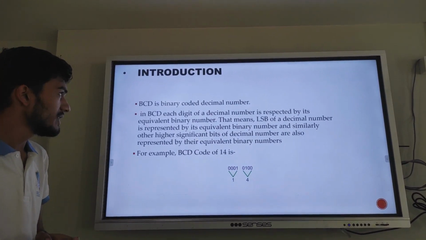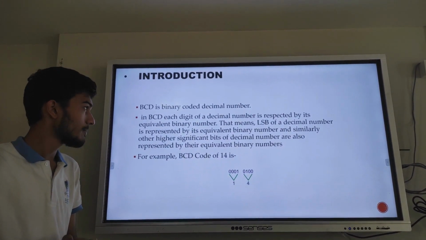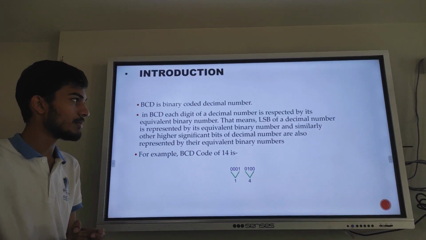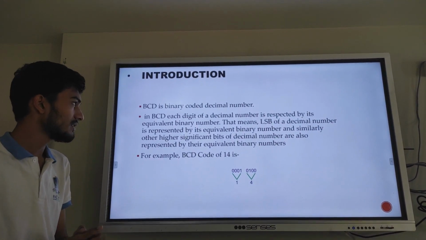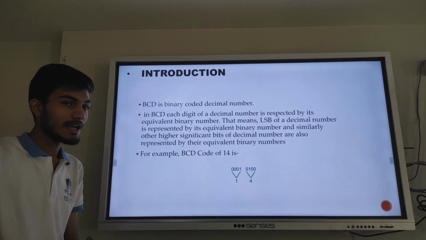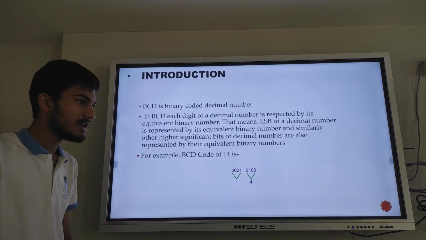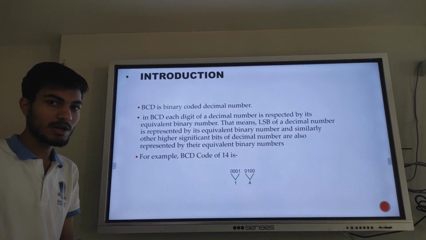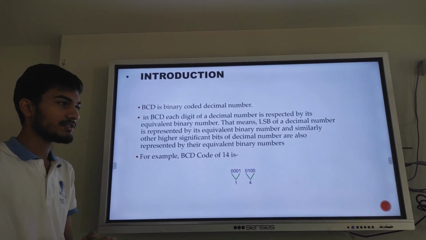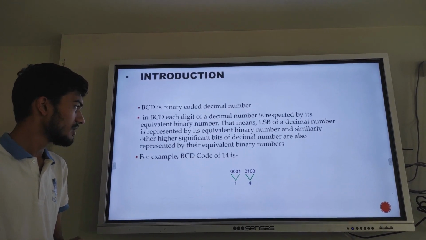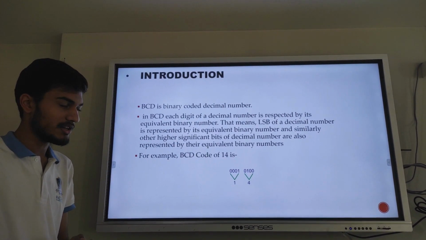Introduction. BCD is a binary coded decimal number. In BCD, each digit of the decimal number is represented by its equivalent binary number. That means the LSB of a decimal number is represented by its equivalent binary number, and similarly the higher significance digits of a decimal number are also represented by their equivalent binary numbers.